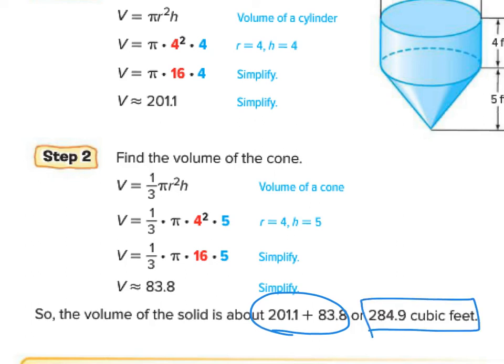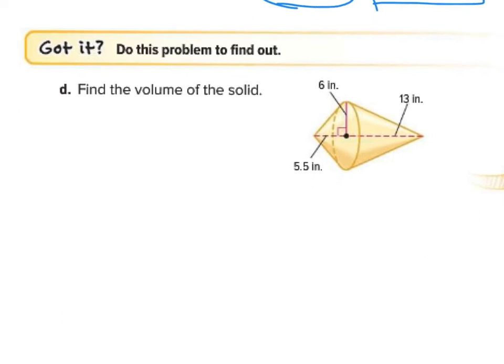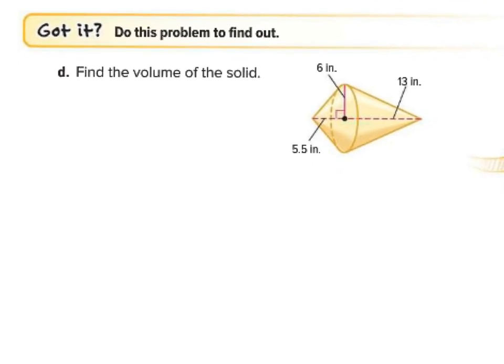So, guess what? It's our turn to try it. And you can see right here that we have a cone, and another cone, right? We have 2 cones with 2 different heights, same radius. So the radius of 6 can be used for both formulas. For the one cone, we have 13 inches in height, and the other cone, 5.5 inches in height. So let's find the small first, and then we'll find the larger one second, and we will add the two. Pause the video and try this on your own now.